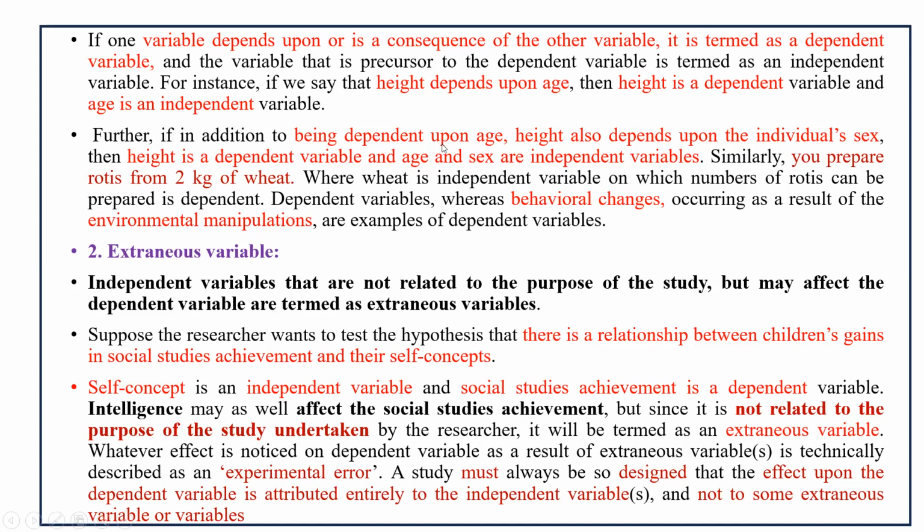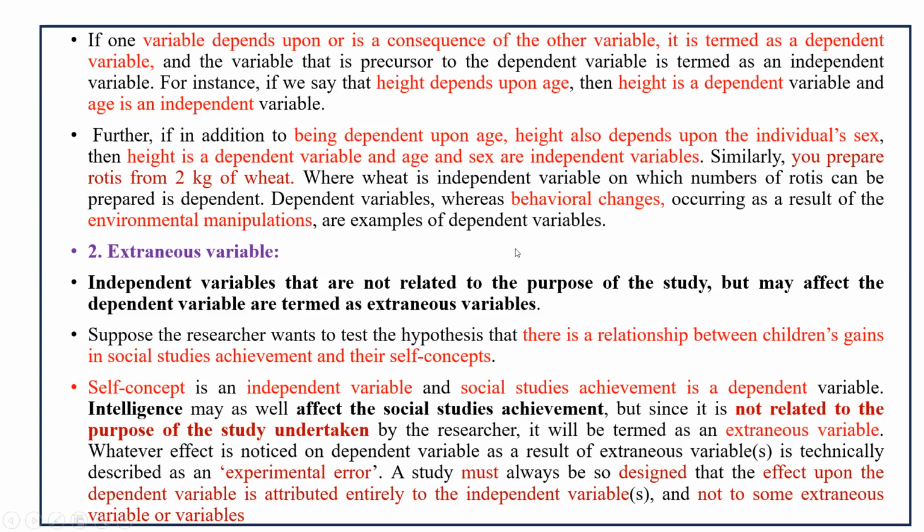Further, we can also add that height also depends upon the individual's sex. So again height is dependent on age and sex, so two independent variables will be there. Similarly, for example, you prepare rotis from 2 kgs of wheat. Wheat is the independent variable, because on the basis of the wheat you have, you can prepare a number of rotis. So the number of rotis is the dependent variable.